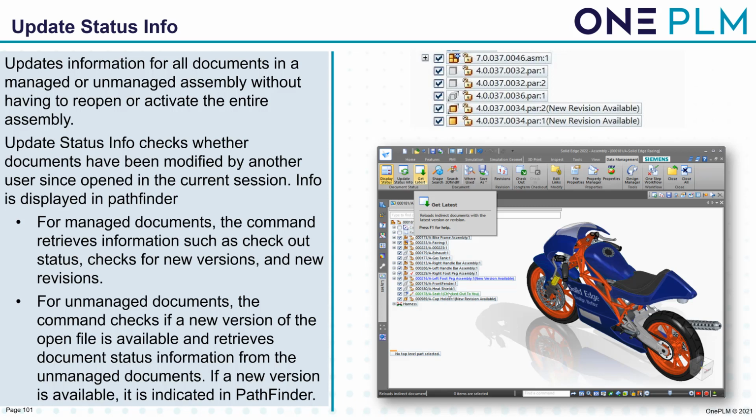Update status info updates information for all documents in a managed or unmanaged assembly without having to reopen or activate the entire assembly. It checks whether documents have been modified by another user since opening in the current session. Info is displayed in Pathfinder. For managed documents, the command retrieves information such as checkout status, and checks for new versions and new revisions. For unmanaged documents, the command checks if a new version of the open file is available and retrieves document status information. If a new version is available, it is indicated in Pathfinder. So we've got that nice little blue option on there.